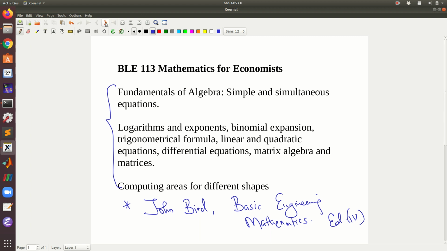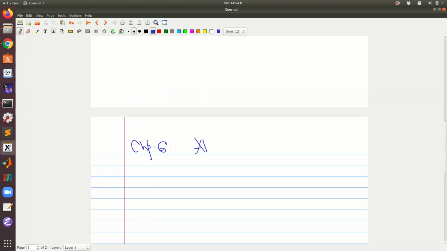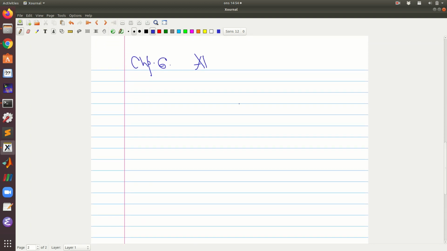Okay, we get straight into the work, and in this resource material of John Bird, we go straight to chapter 6. We want to start with the fundamentals of algebra here. In chapter 6, it is titled Algebra. They also give just the basics. Please note that most of these things are already known to you. They are not new. You may just encounter one or two new things, but most of them you already know.